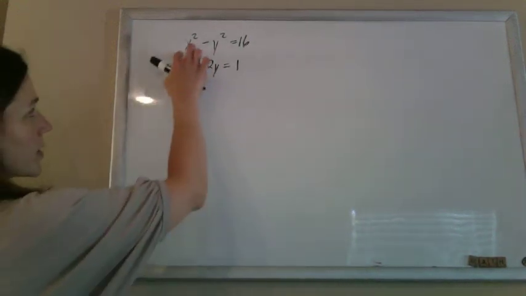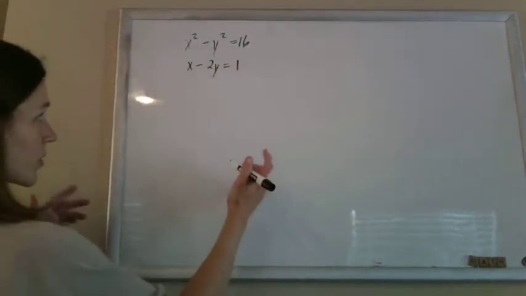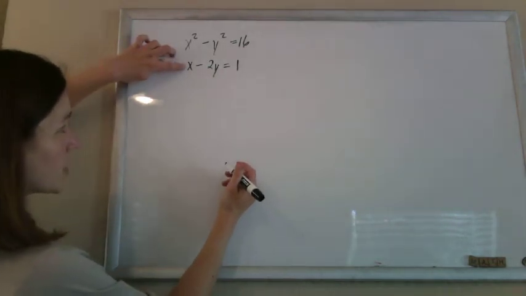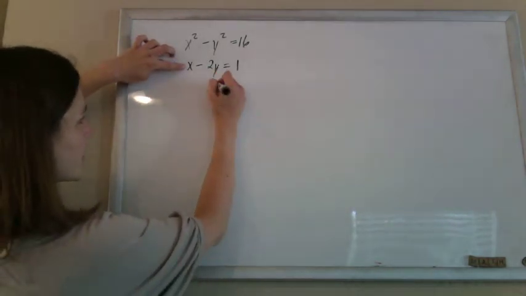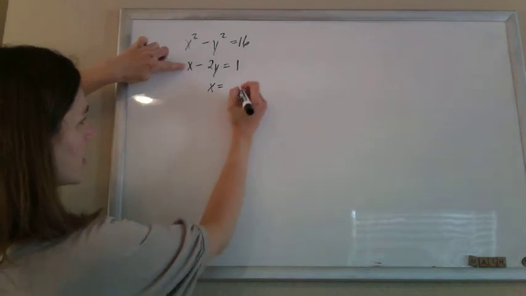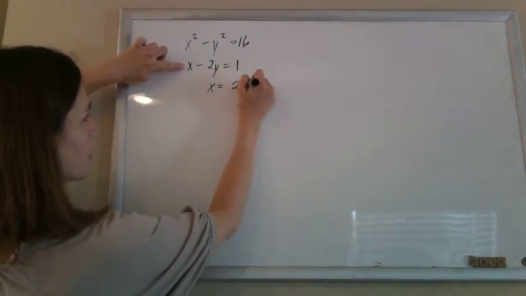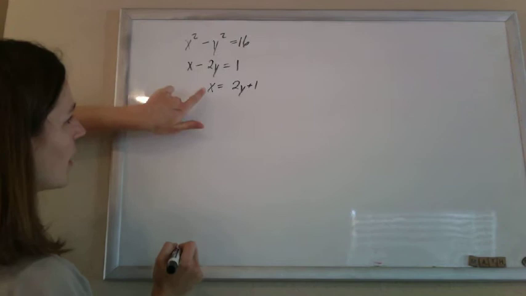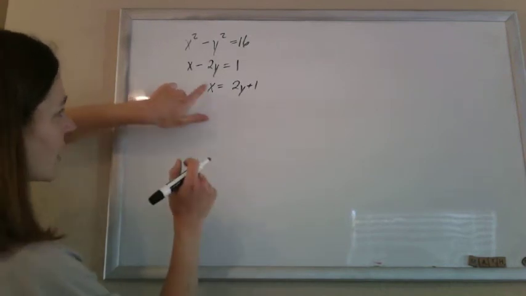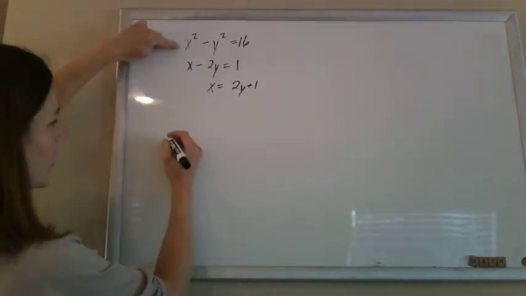So, two equations with two unknowns: substitution or elimination. I want to do substitution here. I can see I can solve for x in one of these. So x is 2y plus 1 if I just kick that over. Now that I have an equation for x, I can substitute that into the other equation.